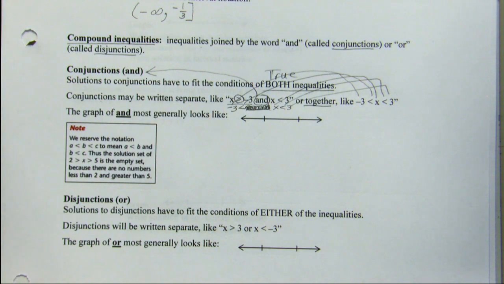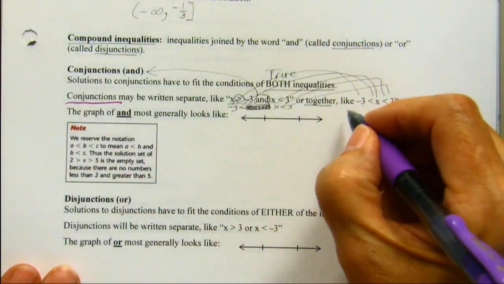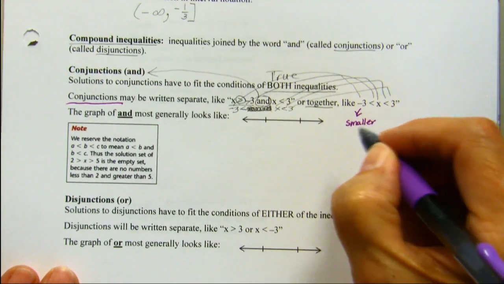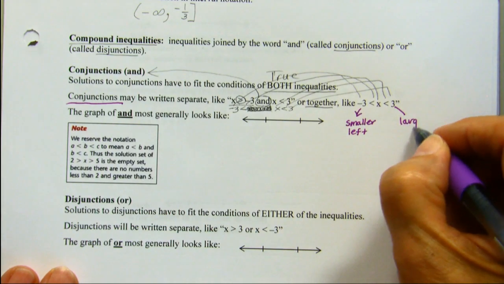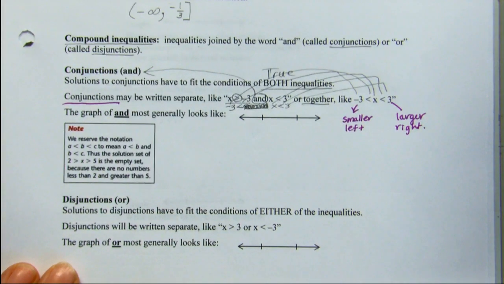Okay, we're going to practice putting them together. So if you're like, okay, that made no sense, don't worry. We'll do a couple of examples and you'll feel better. Okay, when you make a conjunction, the smaller number is always on the left and the larger number is always on the right. And we'll make sure they are when we do our examples.